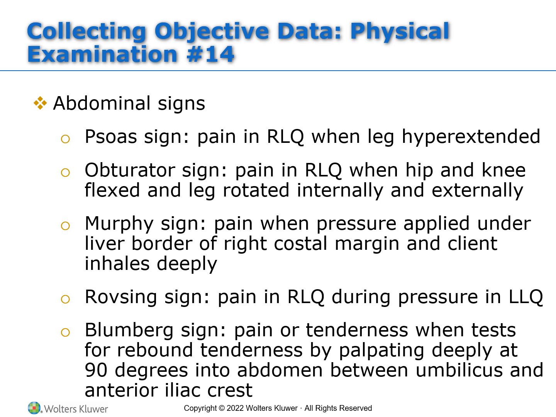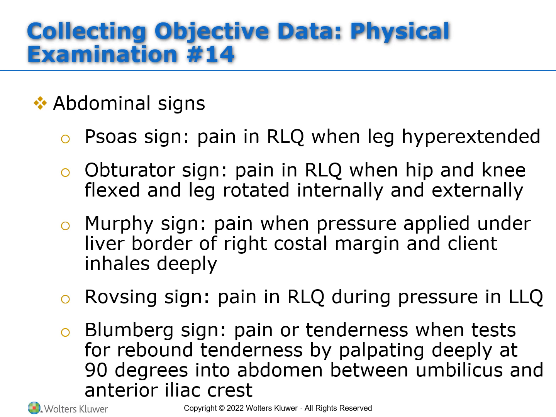Murphy's sign, this is pain elicited when the pressure is applied under the liver border at the right costal margin and the client inhales deeply. This suggests inflammation of the gallbladder. Rovsing's sign, this is pain in the right lower quadrant during pressure in the left lower quadrant. This is like a referred type of pain, and this is indicative of acute appendicitis.